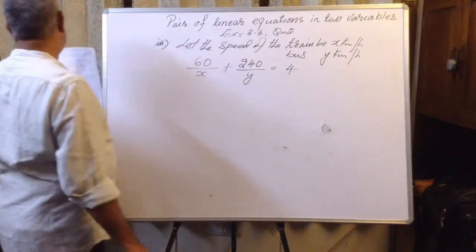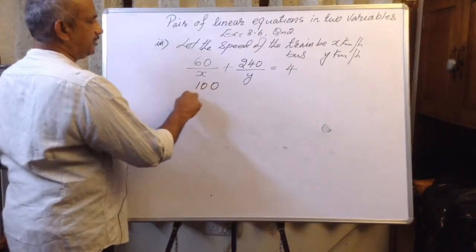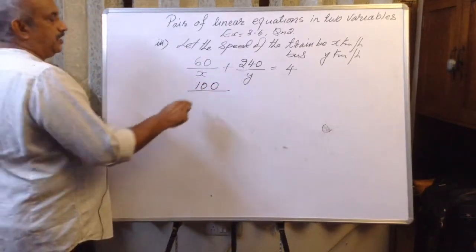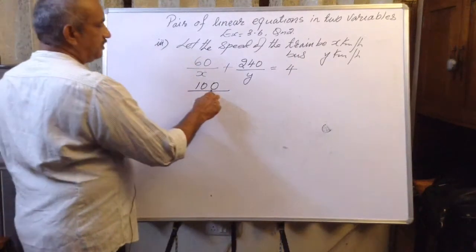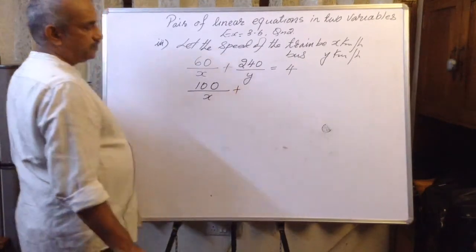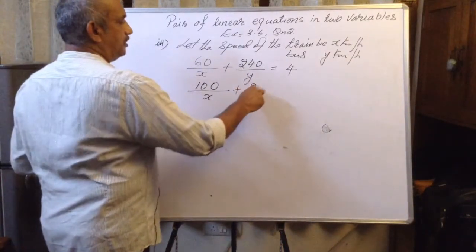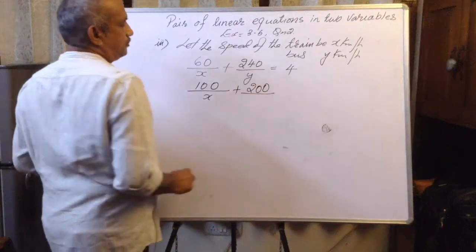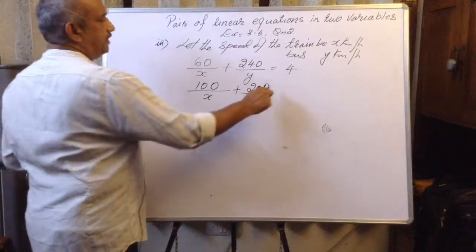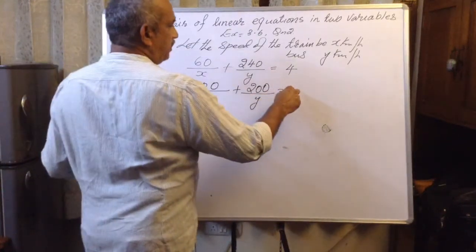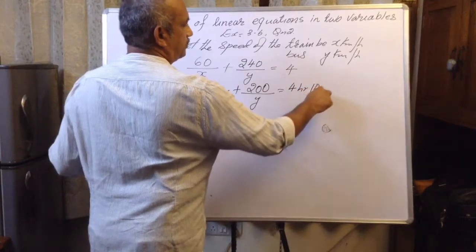The question says if she travels 100 kilometers by train, what is the time taken in train? 100 kilometers and speed x, distance upon speed, so this is the time taken in train. Plus, how many kilometers are left? Total 300, so 200 kilometers are still left. So 200 kilometers she traveled by bus, 200 upon y. This is the total time taken. It is given for 10 minutes more, 4 hours 10 minutes.